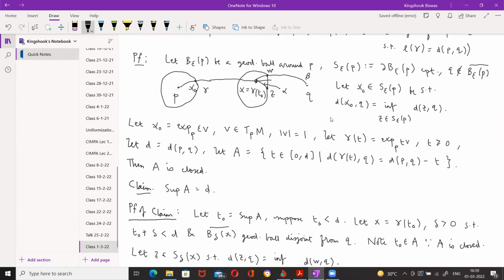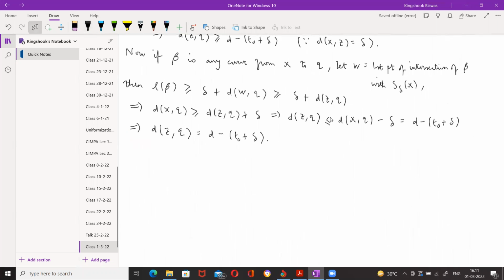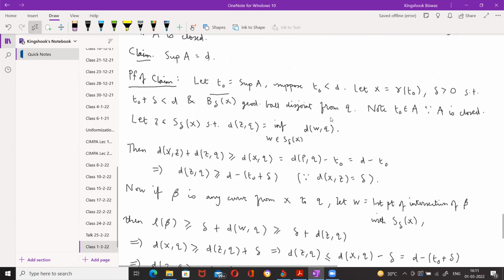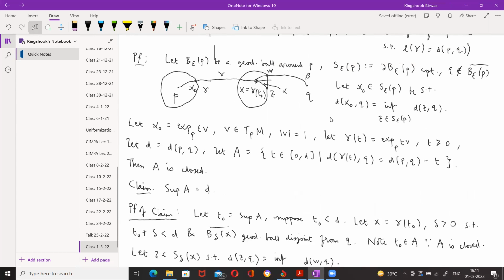Okay. So this part is gamma and this part is alpha. If I can show that gamma dot alpha, the joining of these two curves, is a geodesic, then alpha must be part of gamma. And that means that Z must be equal to gamma of T naught plus delta. And that will tell me that T naught plus delta, because the distance is equal to D minus T naught plus delta, belongs to the set A. And that will give me a contradiction, right? Because T naught was the supremum of A. Is it clear? So I just need to show that this gamma concatenated with alpha is a geodesic, right?